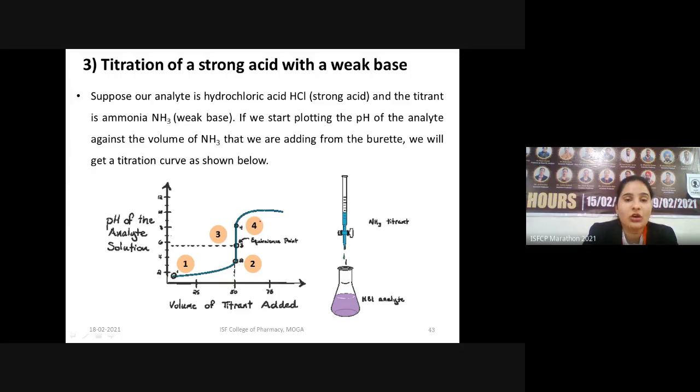Now, suppose our analyte, the substance whose concentration is to be determined, is HCl, and the titrant here is ammonia. So ammonia acts as the titrant here. With the addition of ammonia to the HCl solution, we are going to plot the curve. On the y-axis, we have the pH of the analyte solution, and on the x-axis, we have the volume of the titrant added. And this shape of titration curve is observed. Now we will study this titration curve in more detail.